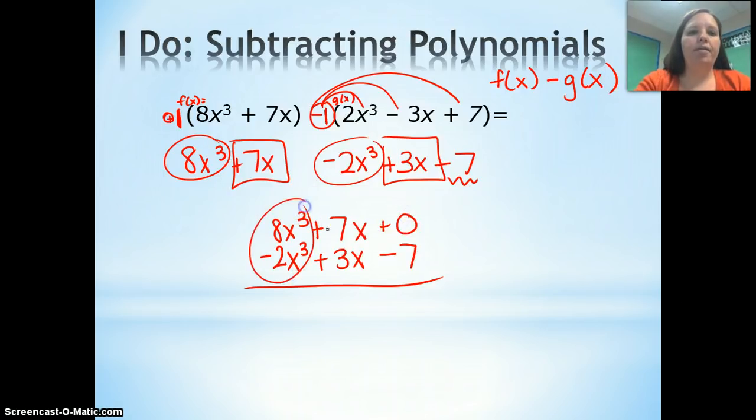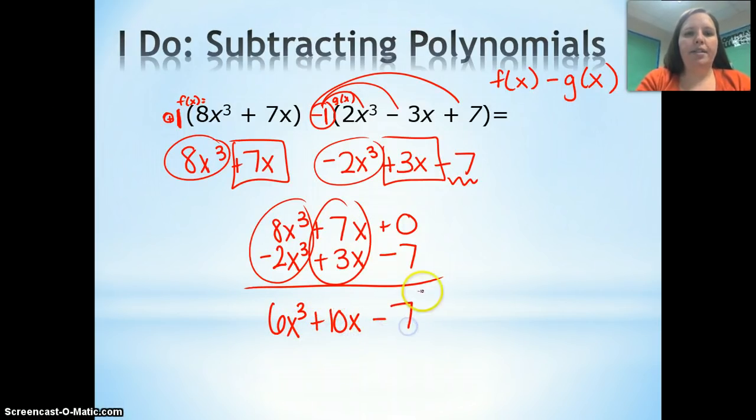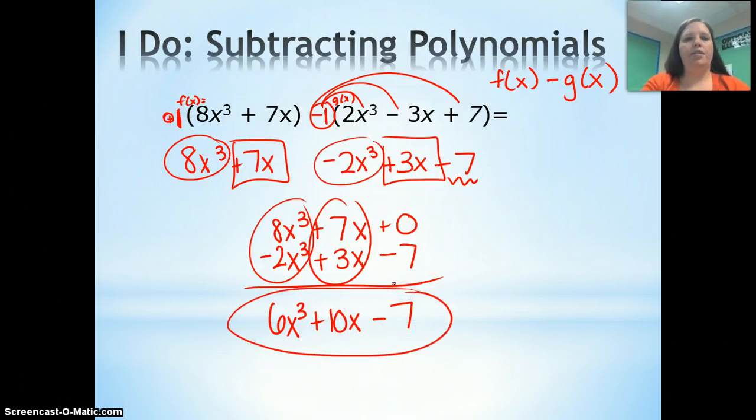Now we can combine vertically. So 6x to the third, 10x, and then minus 7. So there is your simplification.